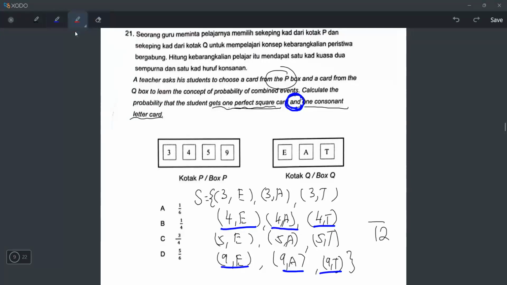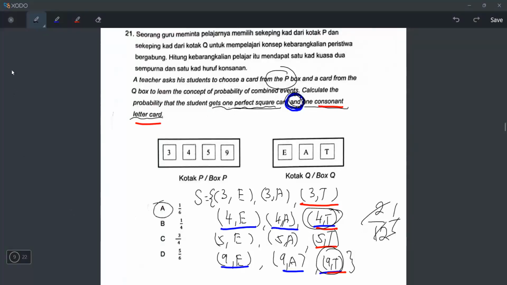And then I use another color, my red pen, but this time I look for consonant letter cards. Consonants are the B, C, D letters, not the A, E, I, O, U ones. So it's 3T, 4T, 5T, and 9T only. The rest, no. Now I change back to my black pen and look at the word and. If the word says and, I will choose those that have two colors, blue and red. So it's 4T and 9T. So out of these 12 possibilities, only 2 satisfy this condition. So the answer is 1/6.